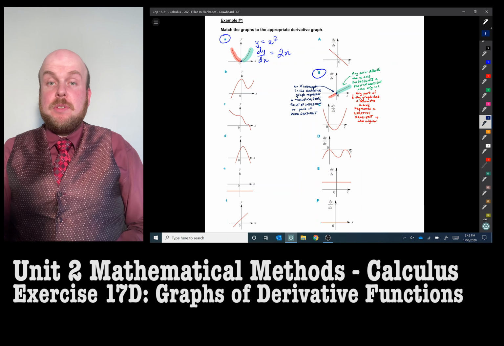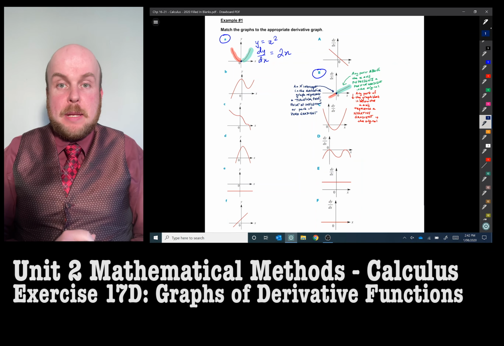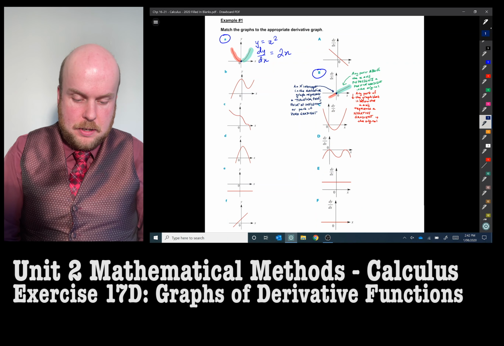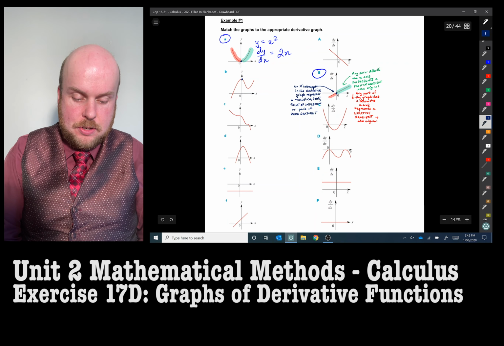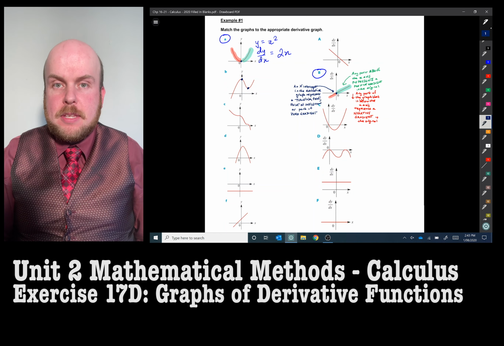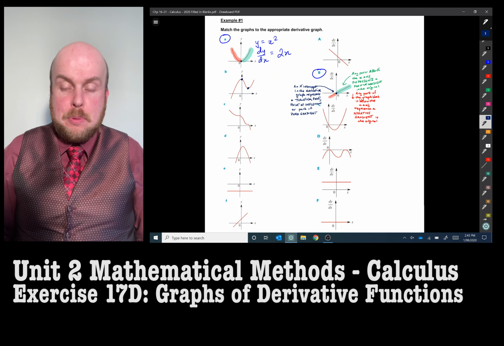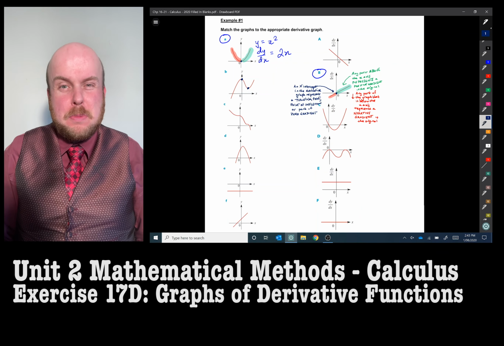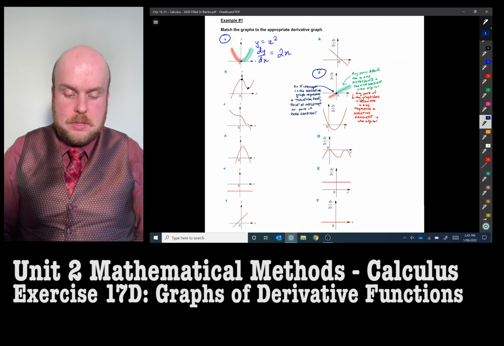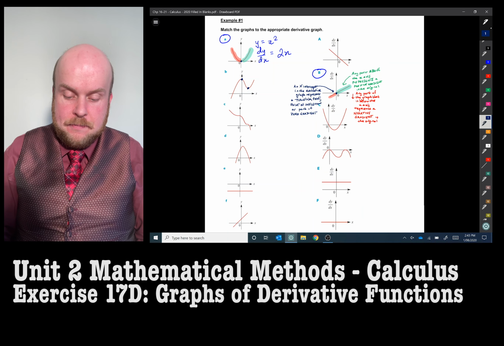It might be useful to be able to separate these by looking at some of the graphs that have turning points. So if we look at B, there's a turning point here and a turning point here. So we need to find which of the derivative graphs have two x-intercepts at approximately those points. So one should be around about x equals 0, one might be, I don't know, x equals 4 or something along those lines in the positive.